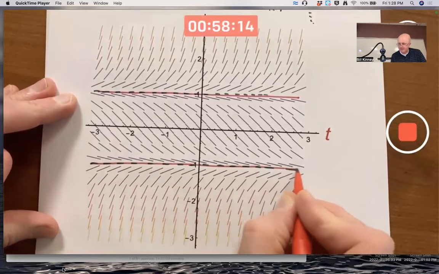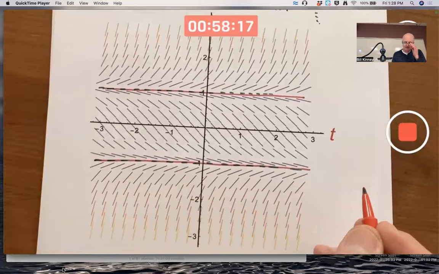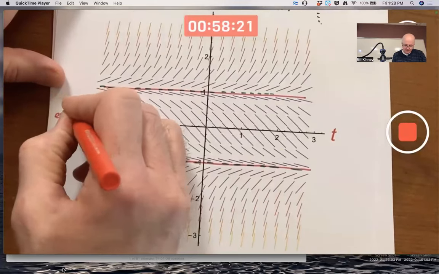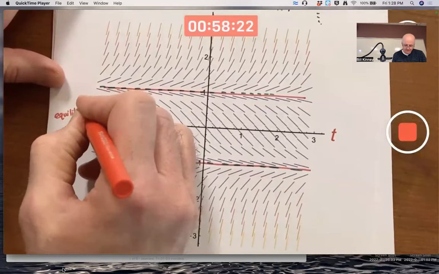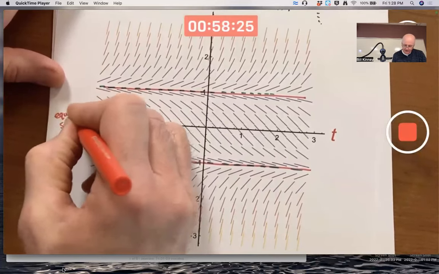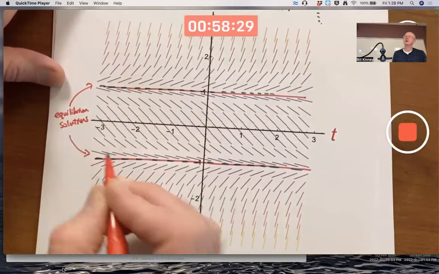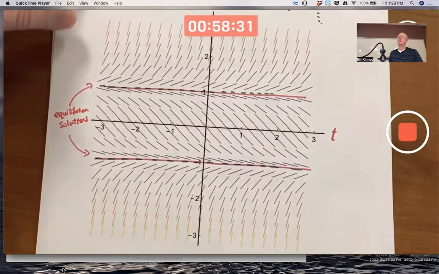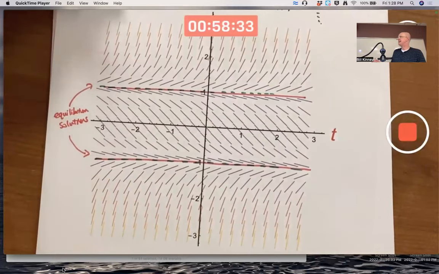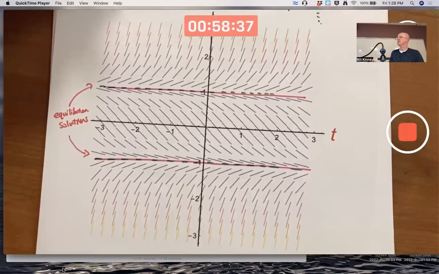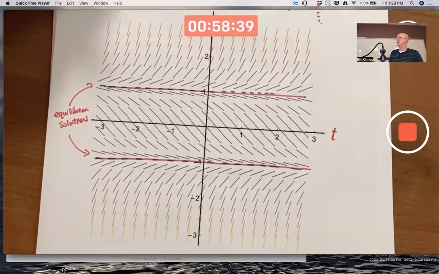Those are two very special solutions. They're called equilibrium solutions. They are functions, but they're constant functions. Their output is always the same, no matter what t is. It represents a steady state. For a population model like a logistic model, it represents the prediction that the population stays constant.